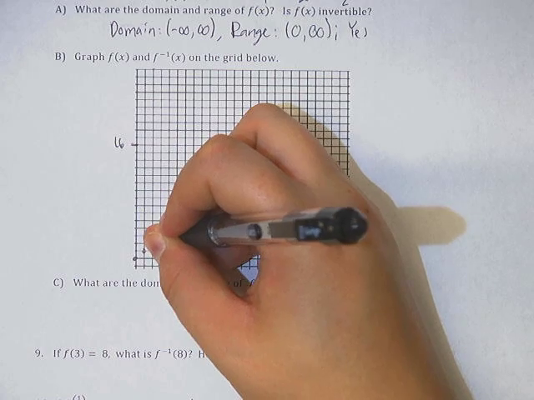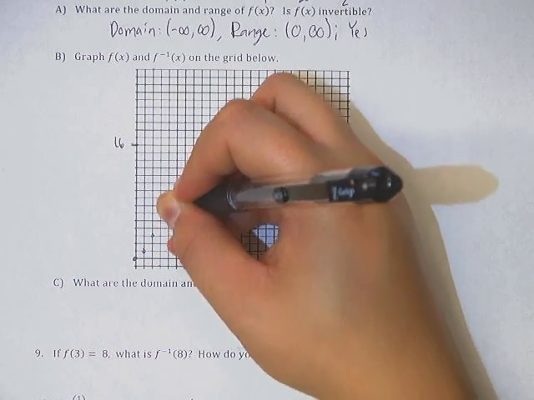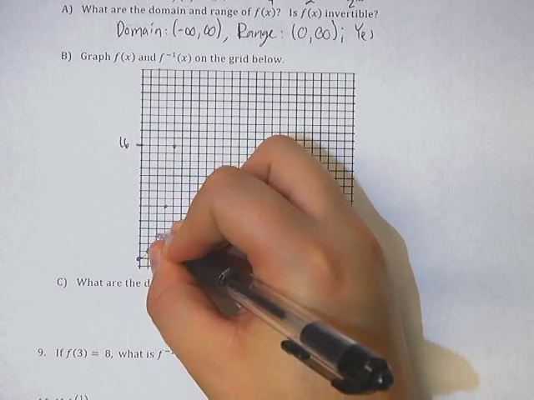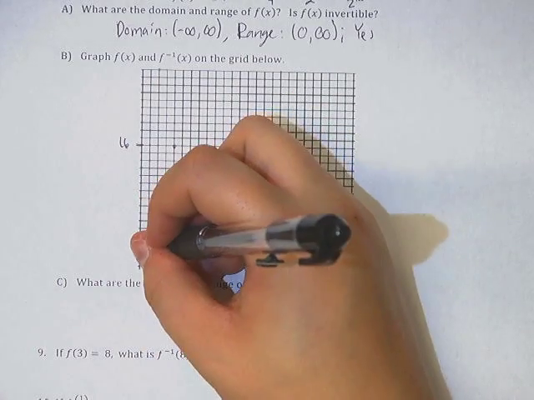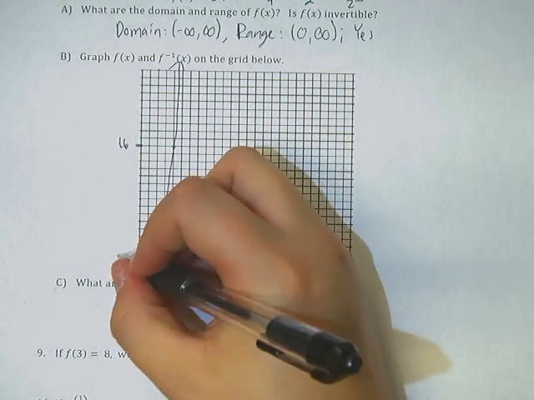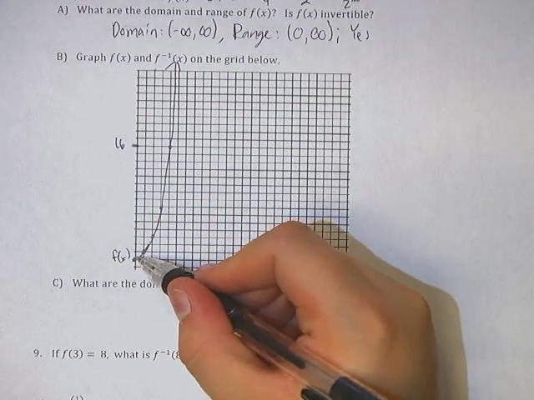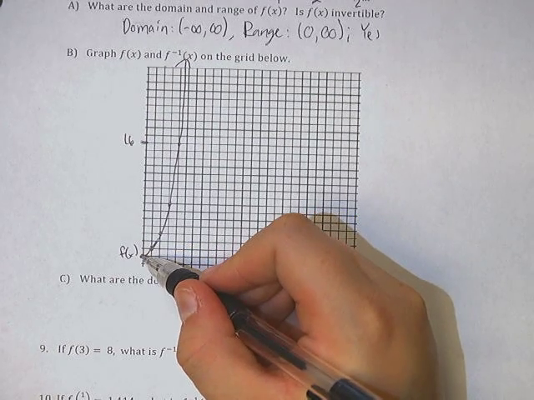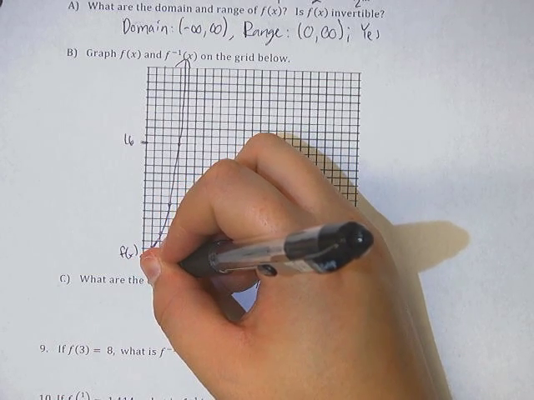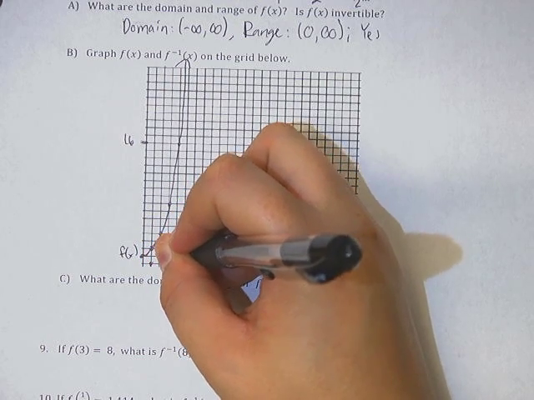So let's go ahead and start graphing. I'm going to graph f of x first. So I start out at 0, 1, 1, 2, 2, 4, 3, 8, and then 4, 16. And we can go up further, but we're going to quickly run out of room. So there's f of x right here. I'm going to just label the beginning of it.